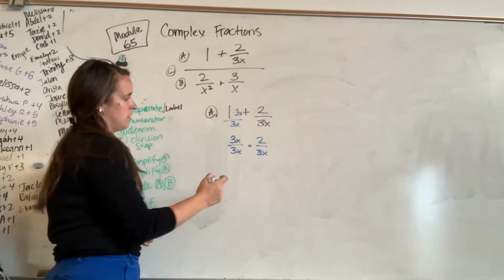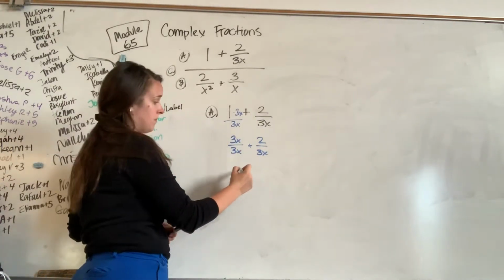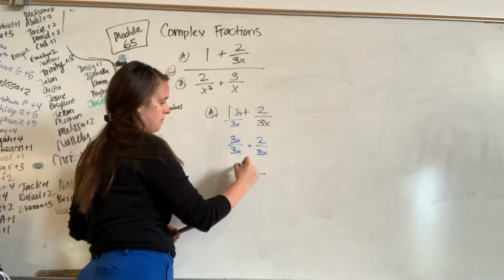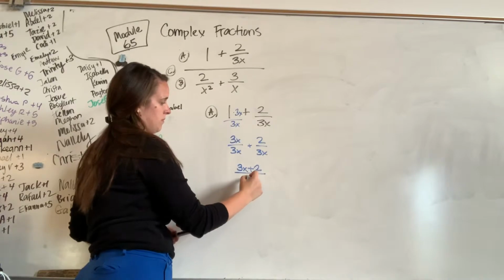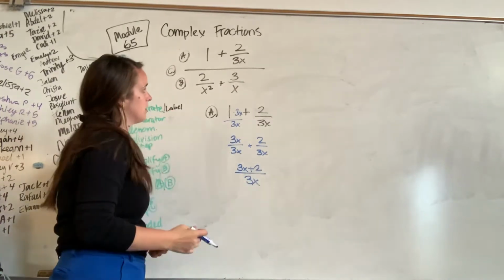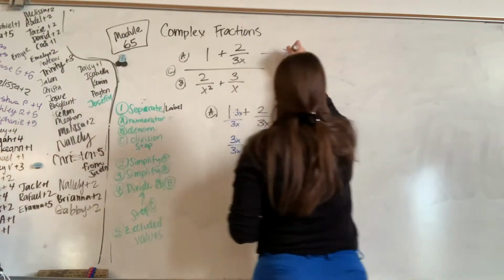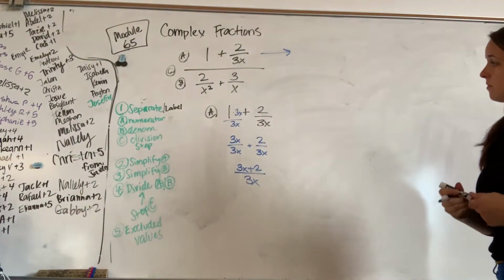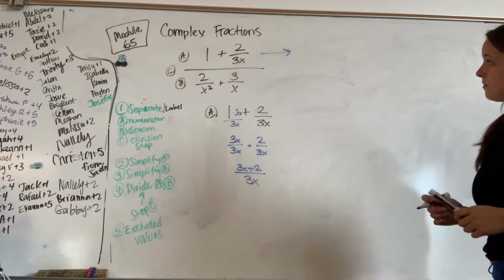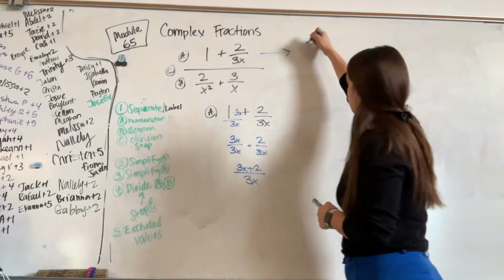Now the denominators are the same, so you just add them. So at the top, on the numerator, you have 3x plus 2 over 3x. And then these are the values at the end. So then you move on to B. Can I write A up there? Yeah, right up there.